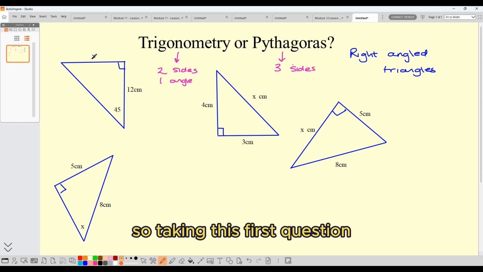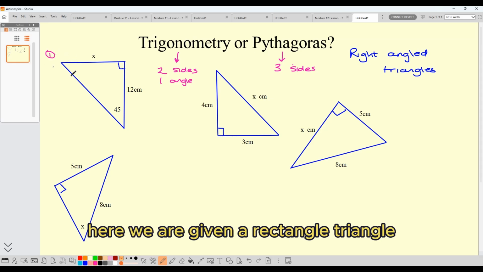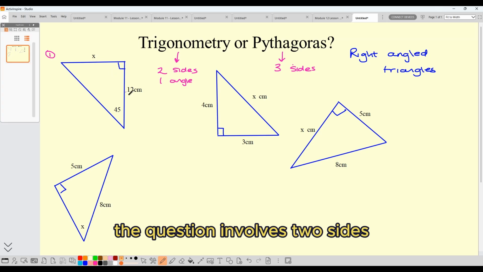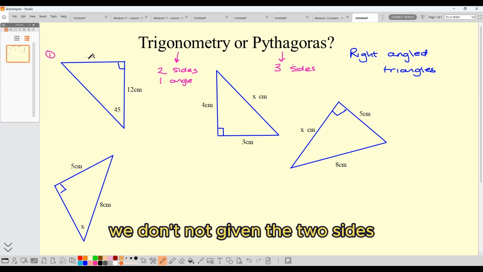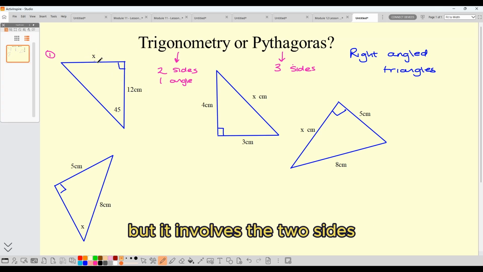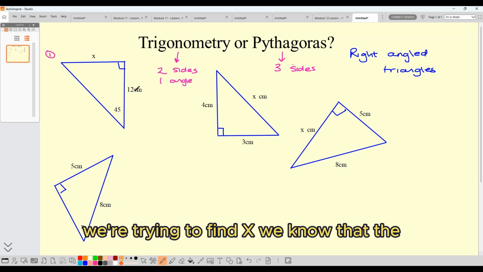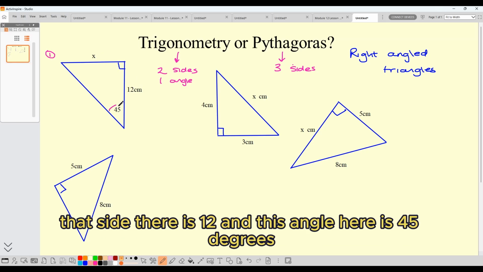So taking this first question here, we are given a right angle triangle. The question involves two sides. Not given the two sides, but it involves the two sides. We're trying to find x. We know that that side there is 12 and this angle here is 45 degrees.